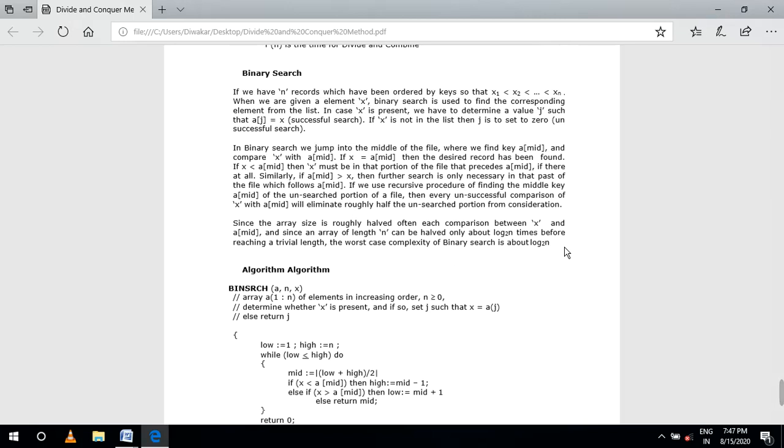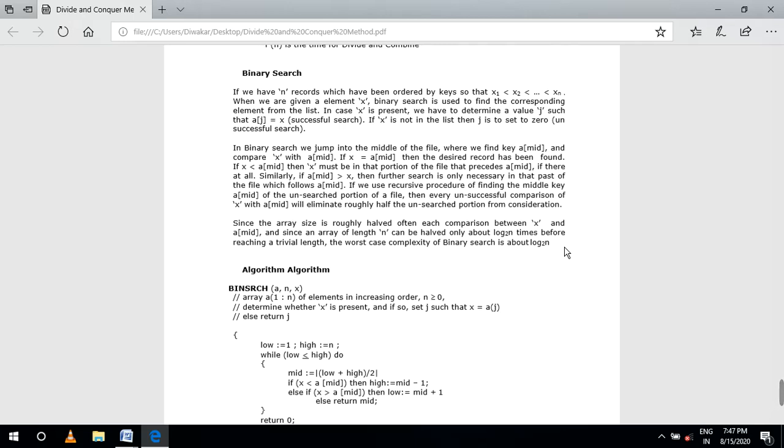If we have n records which have been ordered by keys so that x1 less than x2 less than up to xn, when we are given an element x, binary search is used to find the corresponding element from the list. In case x is present, we have to determine a value for j such that a of j equal to x, for a successful search. If x is not in the list, j is set to 0 for an unsuccessful search.